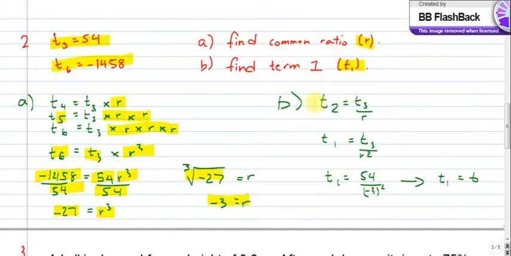Now let's work logically again. To get to term 2 from term 3, instead of multiplying by the ratio, you have to divide by the ratio. And to get to term 1 from term 3, you have to divide by the ratio twice, so r squared. We don't know what term 1 is yet, so we leave that. Our term 3, 54, divided by the ratio squared. So negative 3 squared gives us 9. 54 divided by 9 gives us a first term of 6.